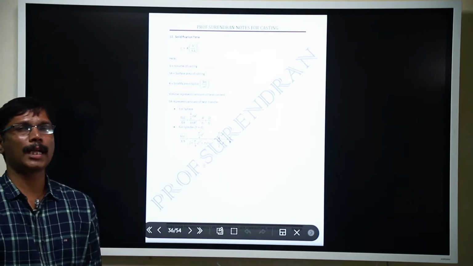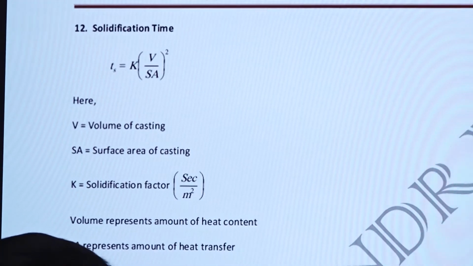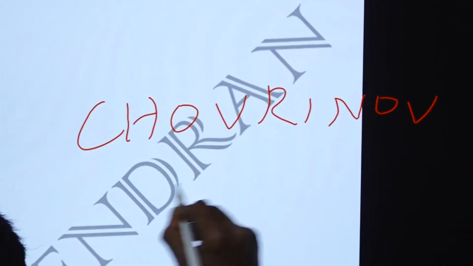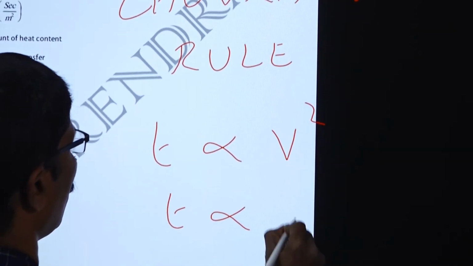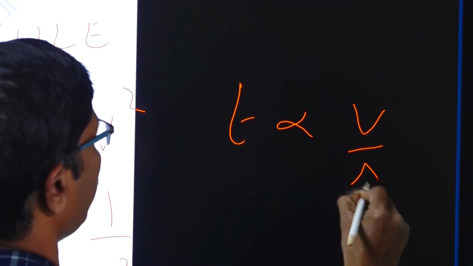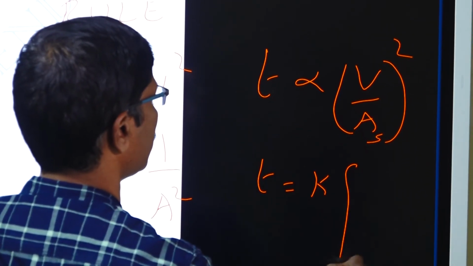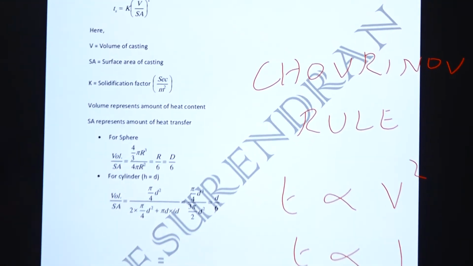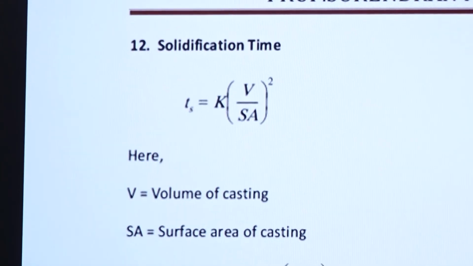Next, we are going to discuss Chvorinov's rule. What do you mean by Chvorinov's rule? It says that solidification time is proportional to volume squared, and inversely proportional to surface area squared. So T is proportional to (V/A) whole squared, where A is the surface area, and T equals a constant times (V/A) whole squared, where T is the solidification time. This is Chvorinov's rule for the solidification time of the casting. By using this, problems will come in all the competitive exams.